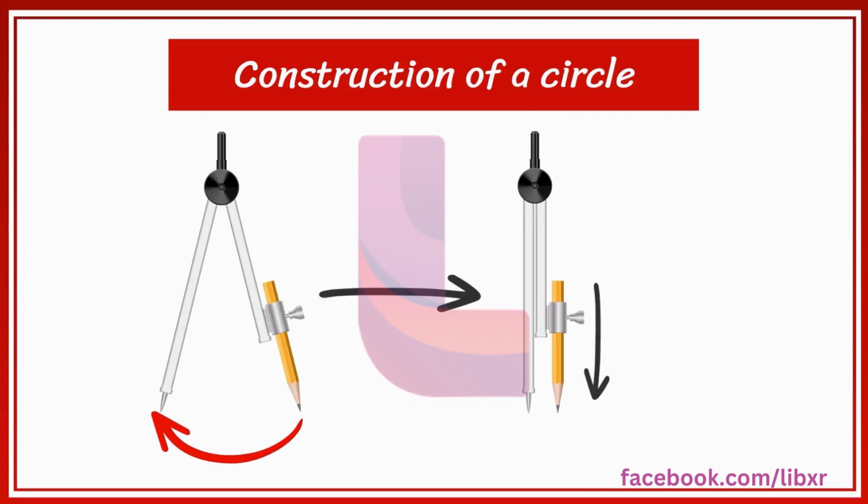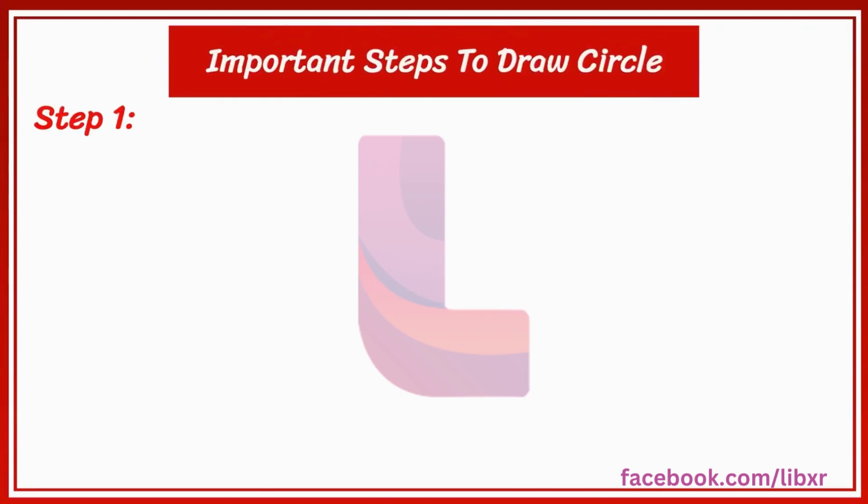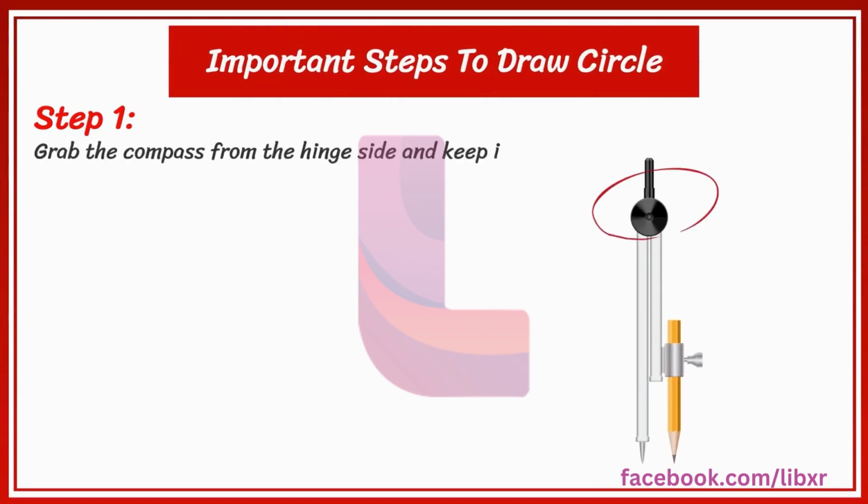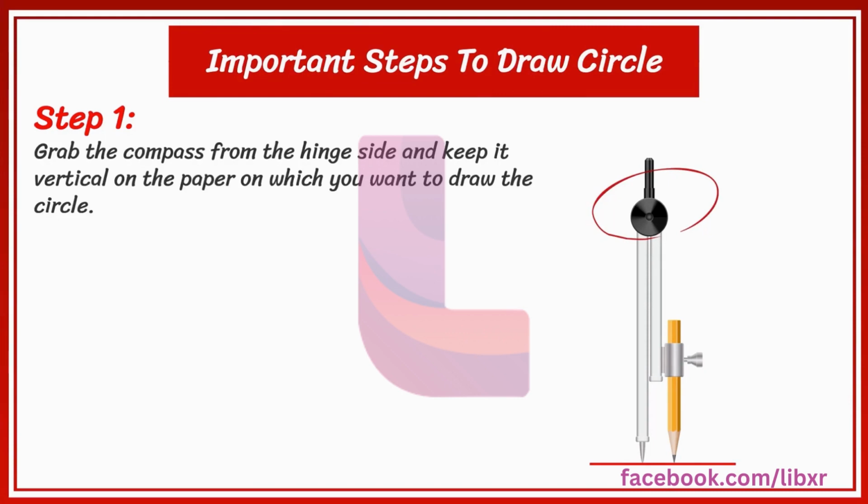When you fix the pencil in the compass, ensure that the tip of the pencil is at the same length as the tip of the metal arm. Step 1. Grab the compass from the hinge side and keep it vertical on the paper on which you want to draw the circle.